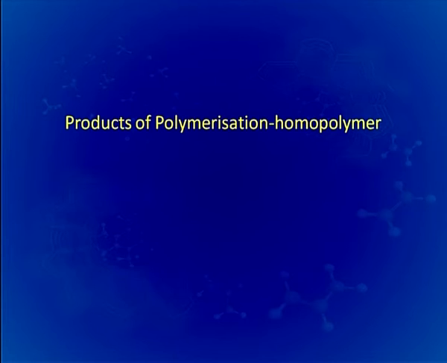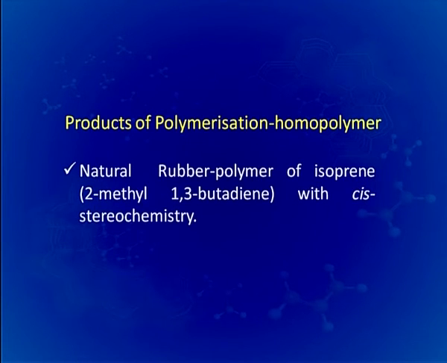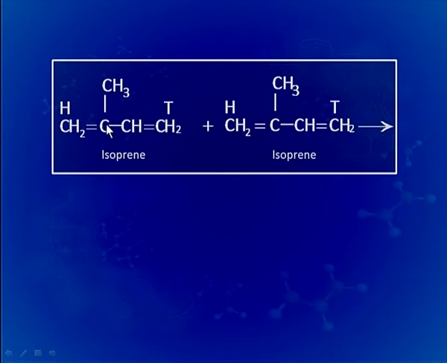Polymerization gives us various types of polymers. Homopolymers are very simple, as here the repeating unit is only a single molecule. Natural rubber is the polymer of isoprene. Isoprene is a derivative of 1,3-butadiene. Natural rubber has cis stereochemistry. We can see here at the 2 position there is a methyl substituent.